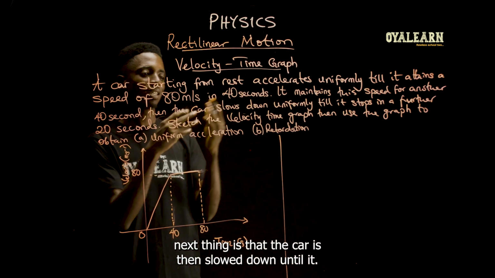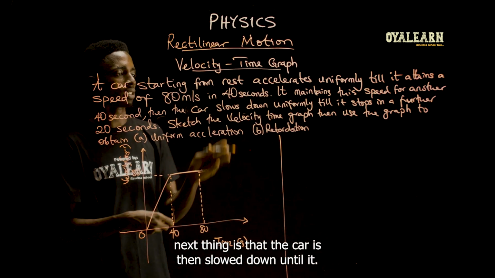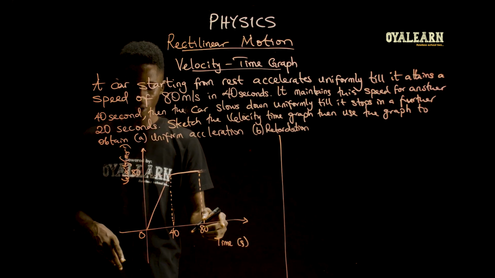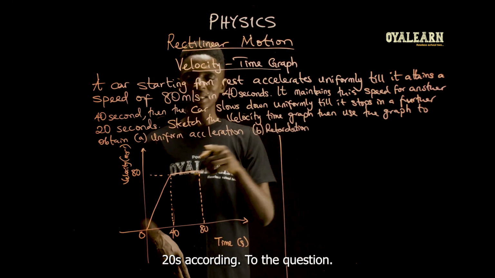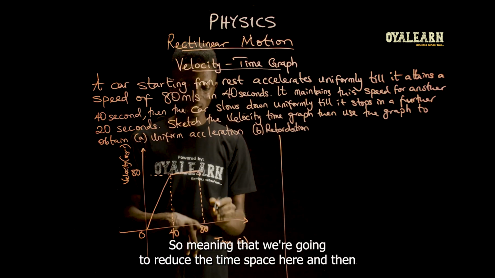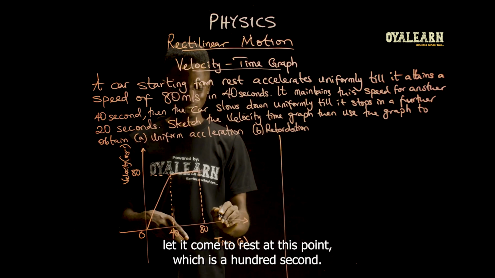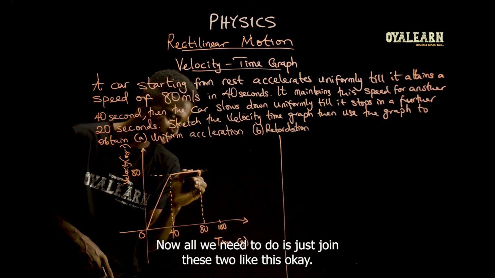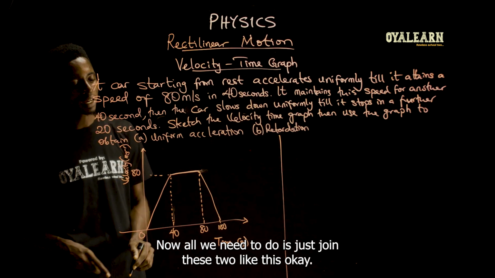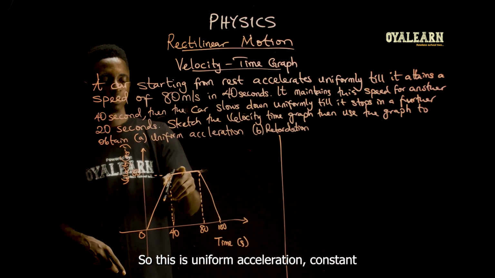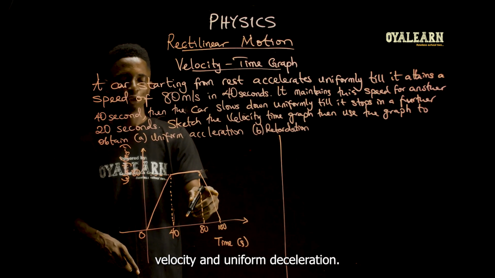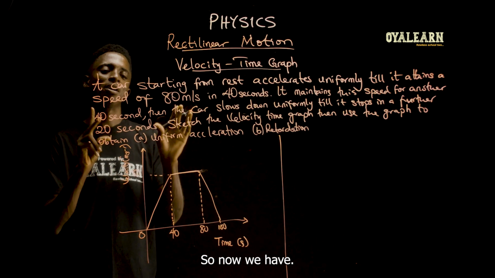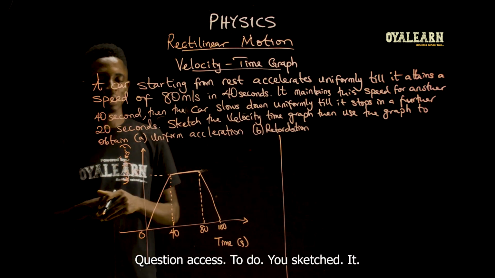Now, the next thing is that the car is then slowed down until it comes to rest. Now, to come to rest means the velocity will reduce until it gets to 0. Now, the time taken for this is 20 seconds according to the question. So meaning that we're going to reduce the time space here and then let it come to rest at this point, which is 100 seconds. Now, all we need to do is just join these two like this. Okay, so this is uniform acceleration, constant velocity, and uniform deceleration, or what we know as retardation. So now we have the velocity time graph according to what the question asks us to do.